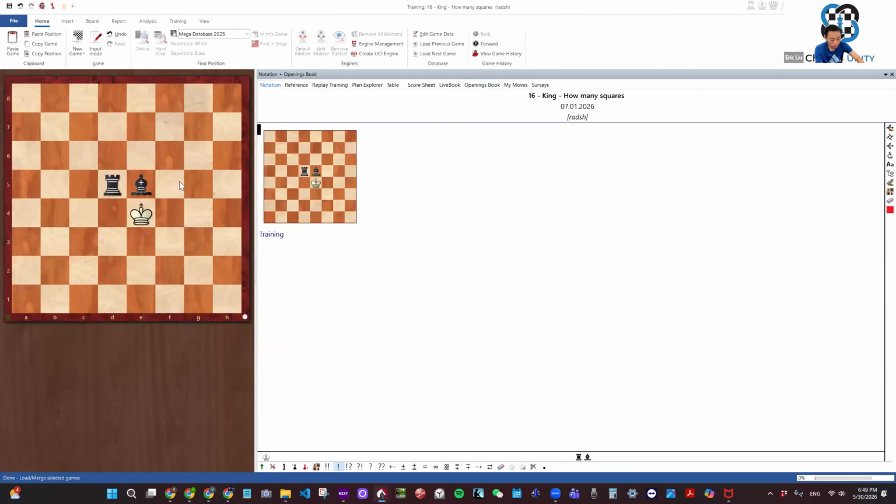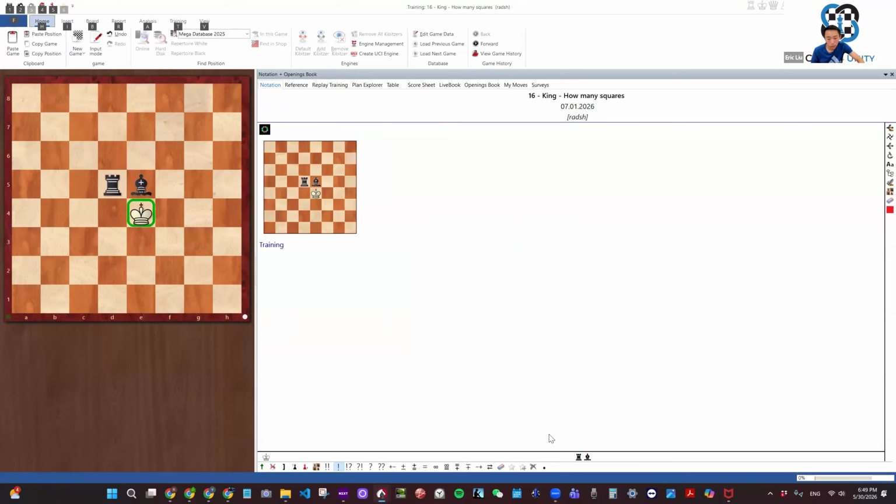What about now? How many squares can the king move to? Okay, a lot of different answers. Only one correct answer, though. The answer is 4. The king can move to 4 different squares.